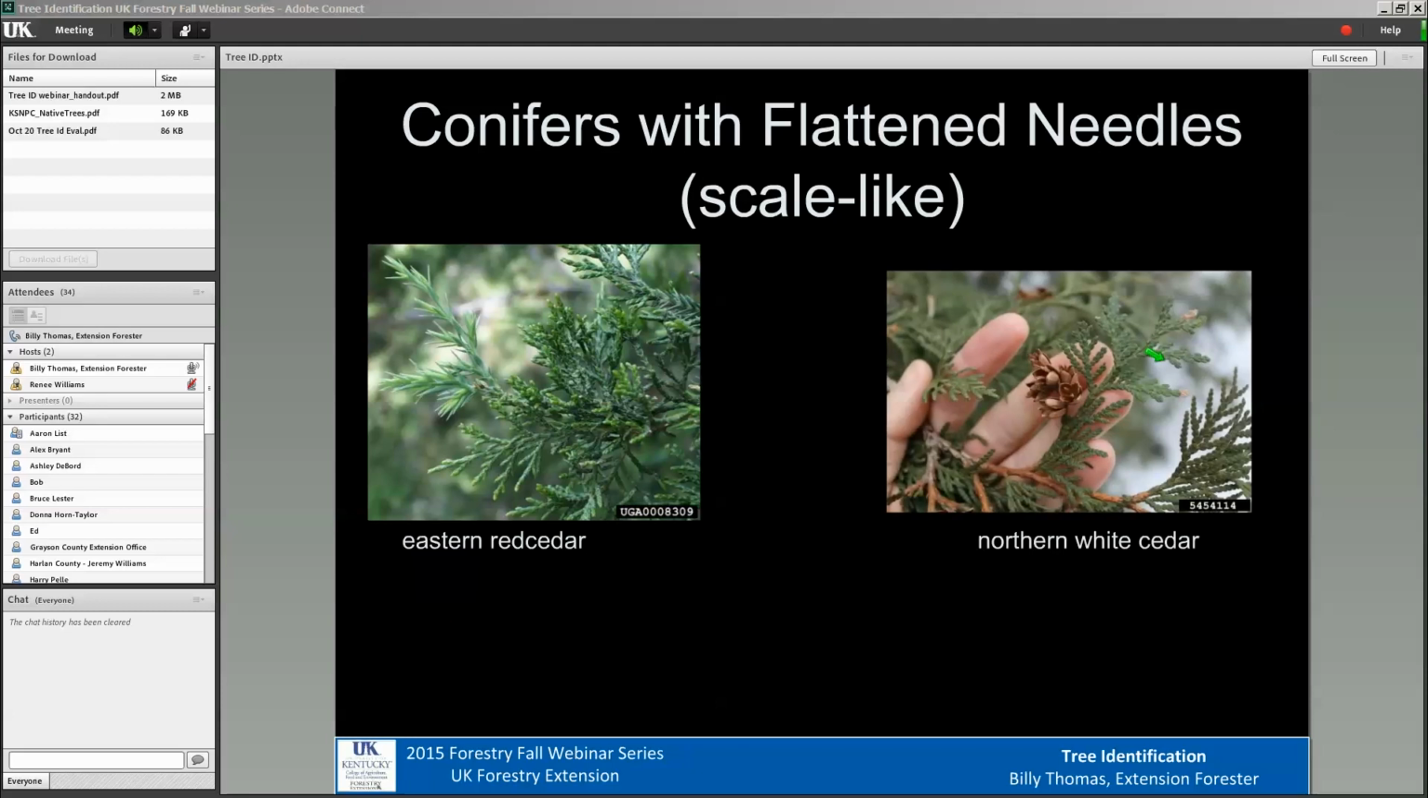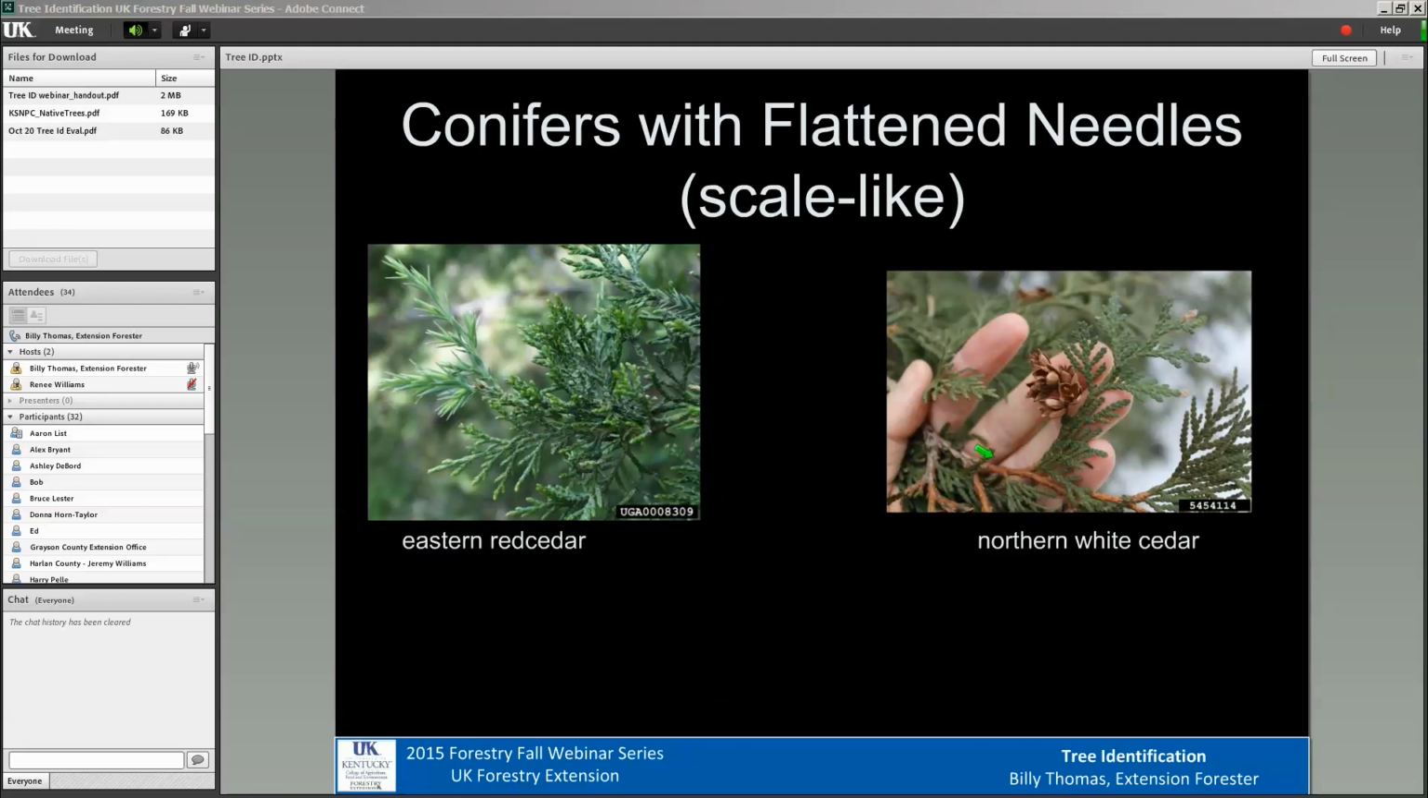Another one is the northern white cedar. Again, this is a little rarer, and you do see it planted quite often in landscape settings, but to see it natively occurring is a little bit rarer. But it really has that classic scale-like appearance that we can see here throughout.